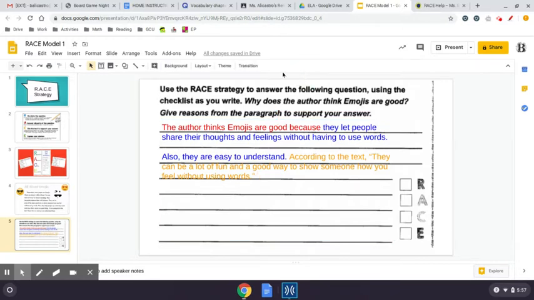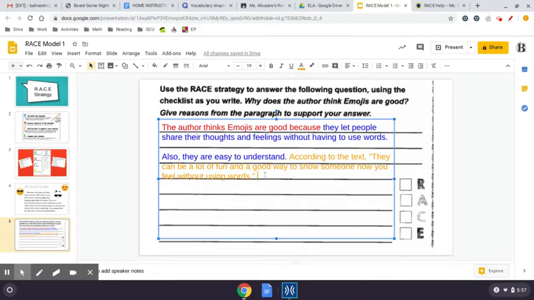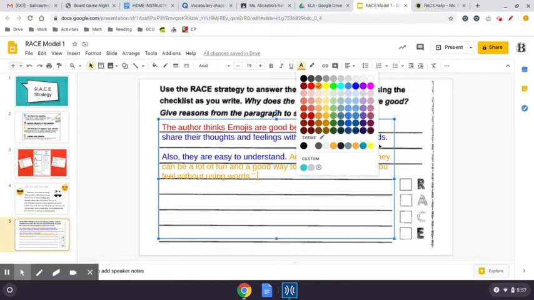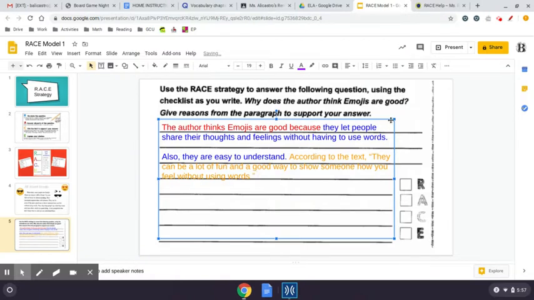Now I need to explain my answer. And in the classroom, one that we like to use here was this shows or this explains. I'm going to say this shows why the author thinks emojis are good to use. Okay?